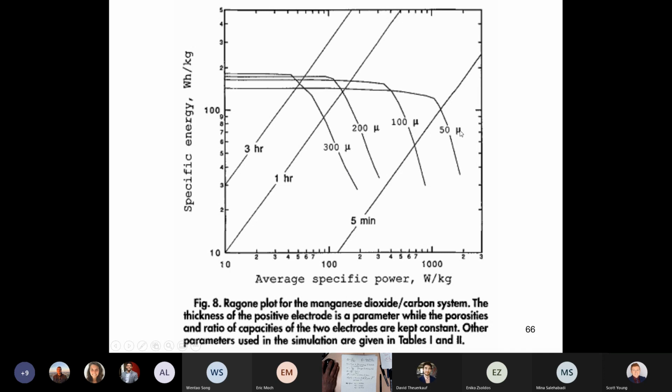So you can see that when the electrodes are thin, you can get a lot of power before it drops off. And when the electrodes are thicker, you get more energy density, but you can deliver less power, okay? So these are the kind of things we all know from our experience, but you can calculate these things relatively easily with these physics-based models.